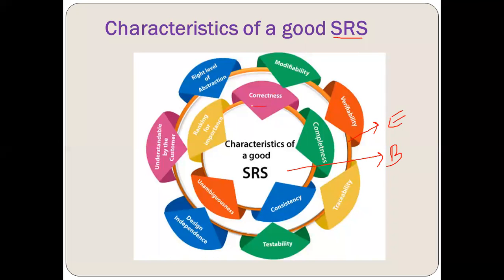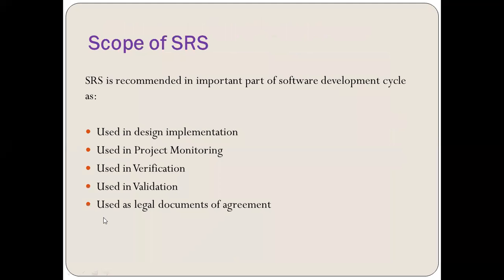What are these? These are correctness. The SRS should be correct. It should be complete. It should be consistent. Consistent means no inconsistency should be there. Unambiguous, no ambiguity should be there. Ranking for importance, right level of abstraction. Modifiability, that means if ever needed, we can modify it. Verifiability, it should be verified that we are getting the right product in the right manner. Traceability, testability, design independence, understanding by the customer, etc. So all these are the characteristics of a good SRS.